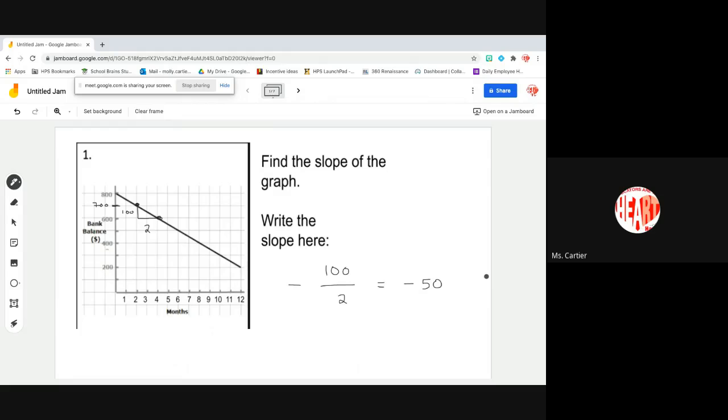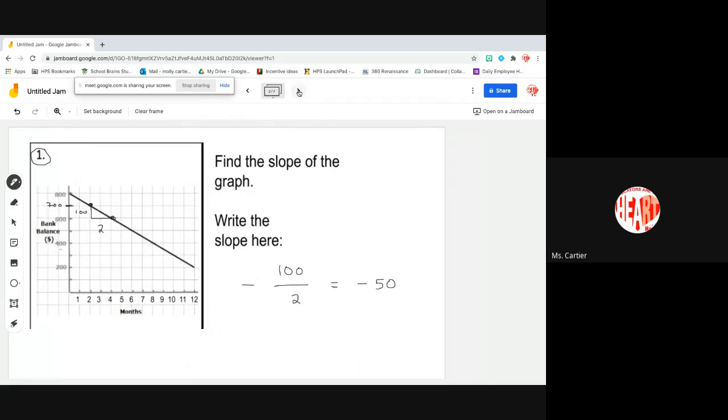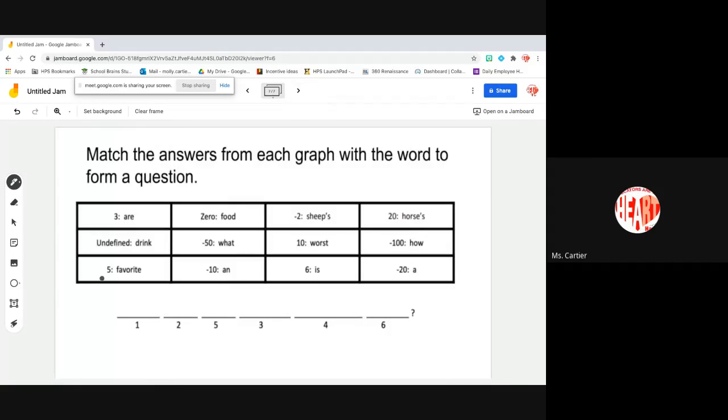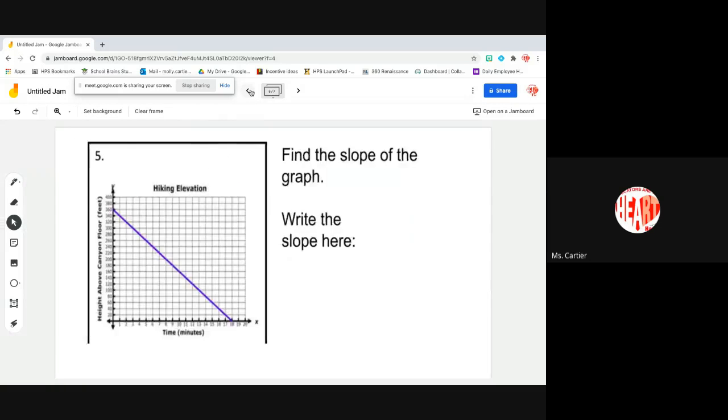So what that means is now we're going to go to the very end of our riddle, and for problem number 1, we're going to find negative 50. Here we go. Negative 50 is what? So we're going to put that for number 1. What? There we go. Okay, off to problem number 2.